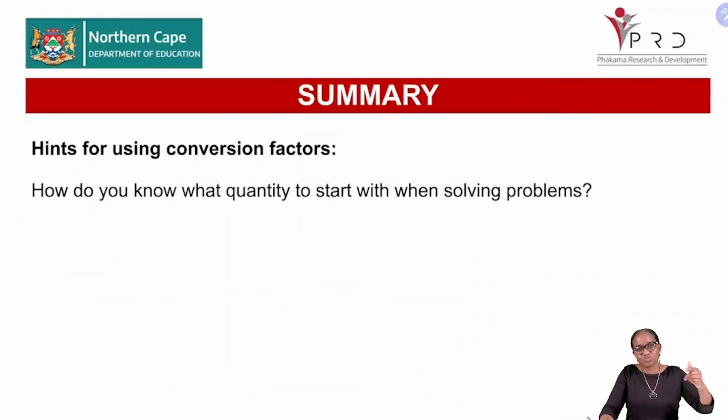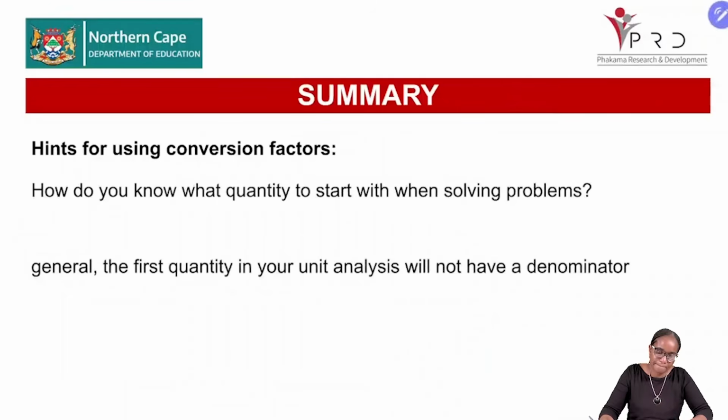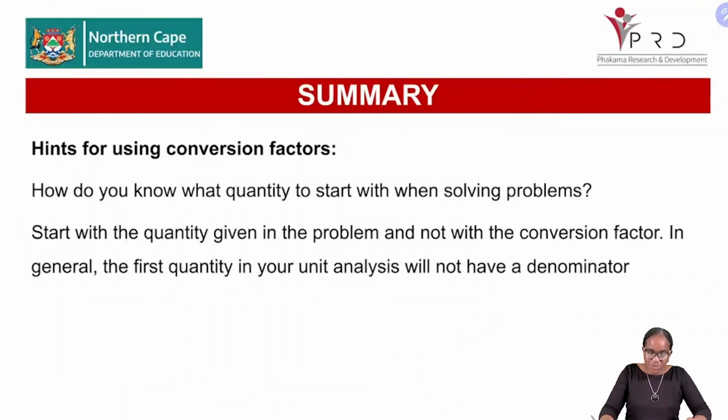I said you start with the one that you are in need of. If the question asks you to find the length in centimeters, you start with that, right? So start with the quantity given in the problem and not the conversion factor. In general, the first quantity in your unit analysis will not have a denominator. That's in general. But you noticed that when we're changing miles to kilometers, the denominator was not a 1.